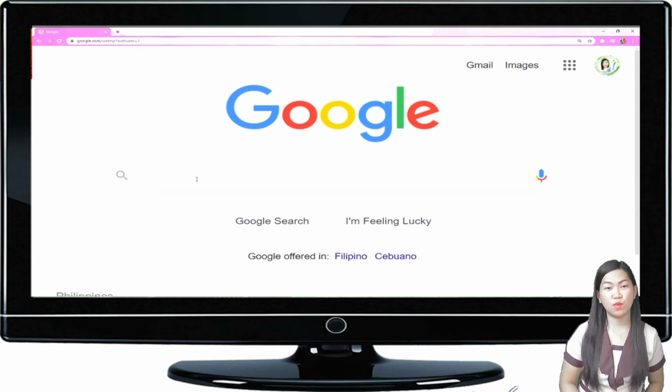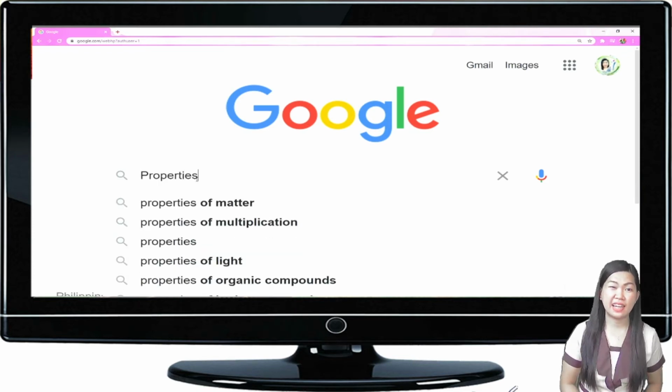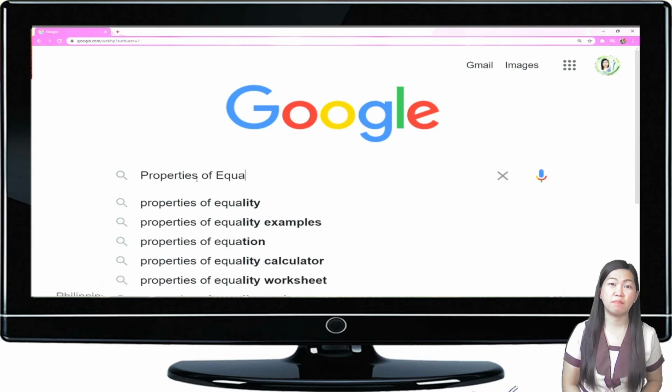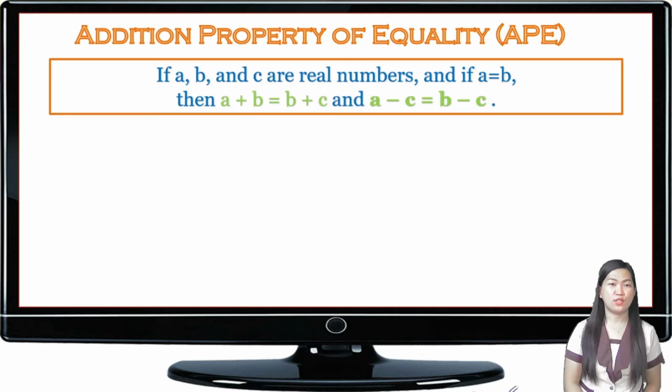And now, let us proceed with the properties of equalities. Let us deepen our understanding. What are the properties of equalities? And let us use Google to find out. So the first property is the addition property of equality, or what we call APE. Here it says that if A, B, and C are real numbers, and if A is equal to B, then A plus C is equal to B plus C, and A minus C is equal to B minus C.